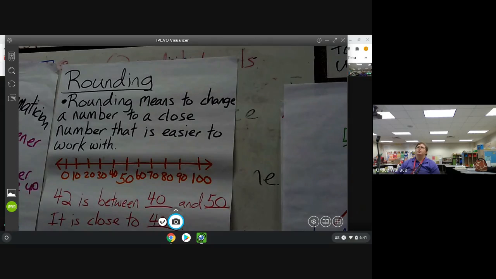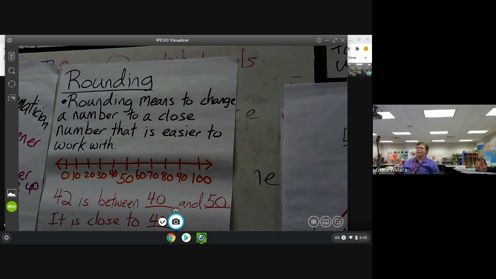It says rounding. Rounding means to change a number to a close number that is easier to work with. So we talk a lot about math practices in here, and math practice number 1 tells us to never give up. And when we have a hard number or a complex number, we want to break it down to an easier number, a simple number. So that's pretty much what rounding is. Rounding takes that difficult number to work with, like 79, and helps us to turn it into a number that's close to that, like 80. And 80 is a lot easier to add than 79 is. So that's kind of the importance of that rounding.